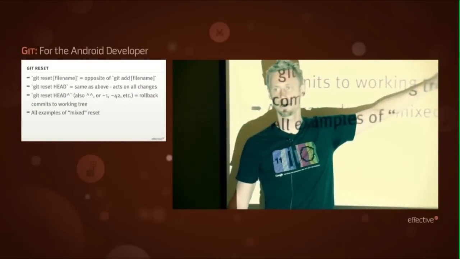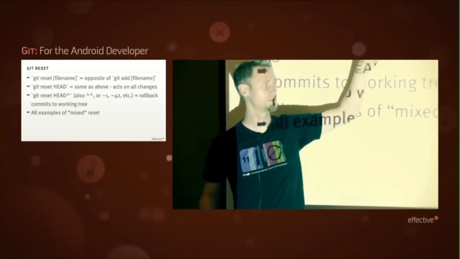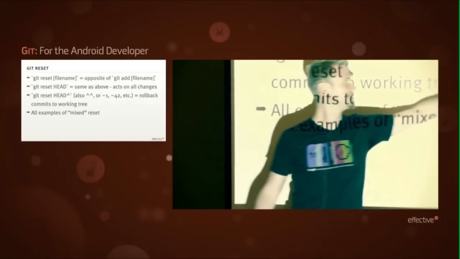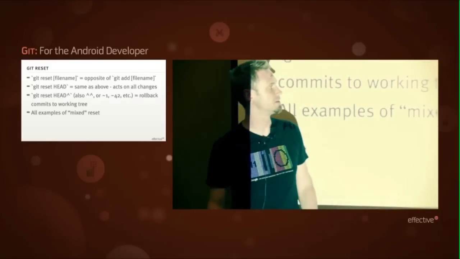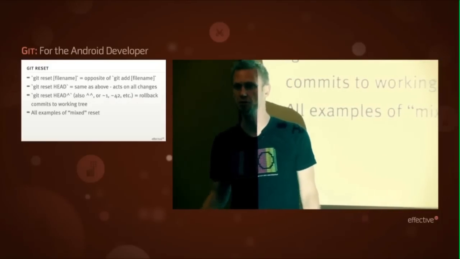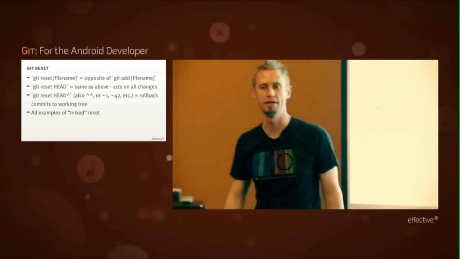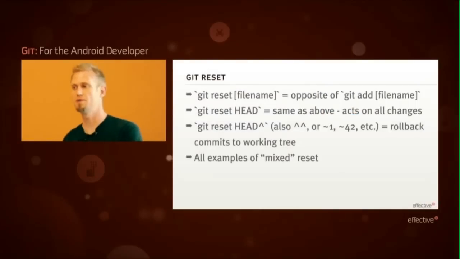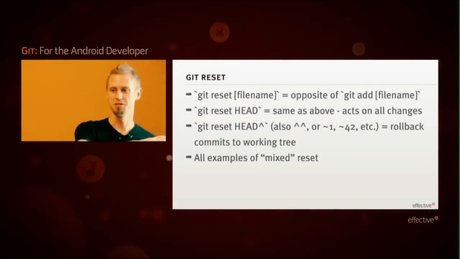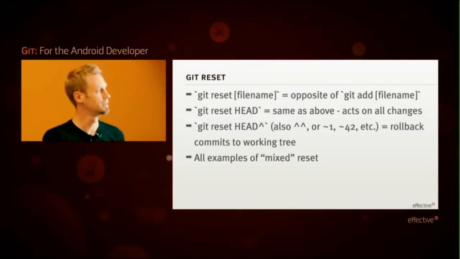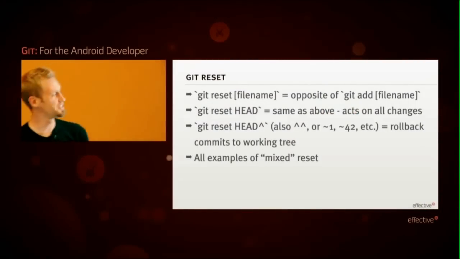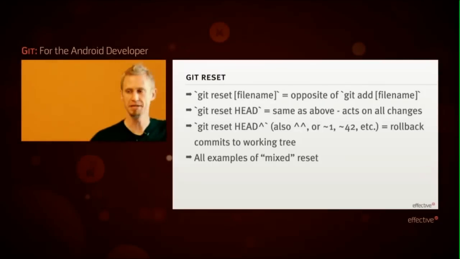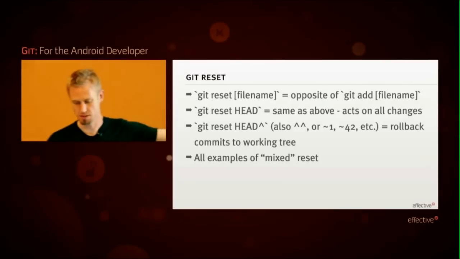Git reset head with a caret, or there's a whole language of these things that you can do. Caret means 1 commit before head. Tilde means 1 commit before head too. It's another way of doing it. You can say tilde 42, and it'll be 42 commits before the head. So if I say git reset head tilde 42, it will pop everything off the whole history stack 42 commits back. And that's one way to change a bunch of things. And these are all examples of a mixed reset, and I'll talk about what that means right now.